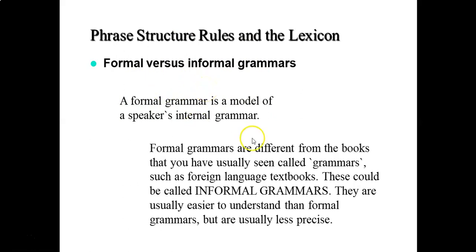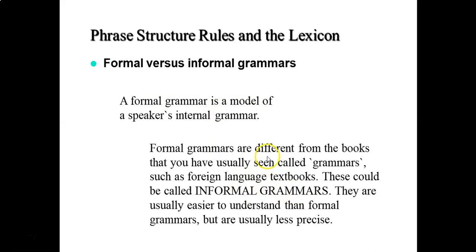And the formal grammars are different from the books that you have usually seen called grammars. Yeah, like grammar books, which study the present tense, past tense, infinitive, to infinitive, gerund. Those belong to the informal grammars. They are usually easier to understand than the formal ones, but are usually less precise, without analyzing the deep ones like NP or VP. Yeah, those books belong to the informal ones. So it's quite easy to differentiate between formal and informal grammars.